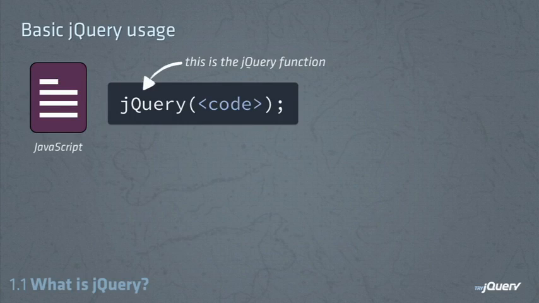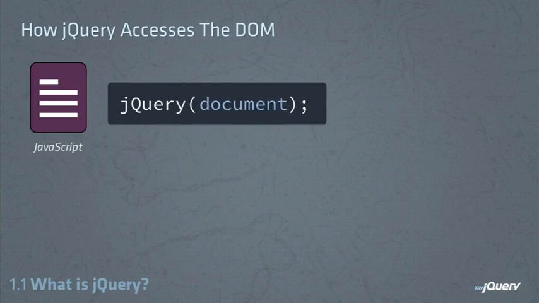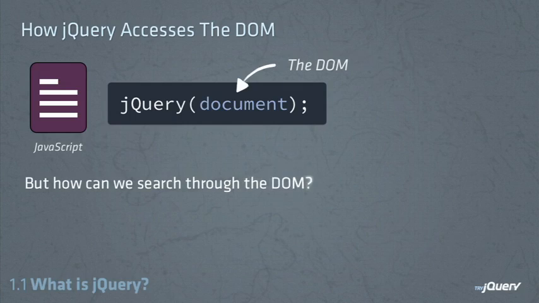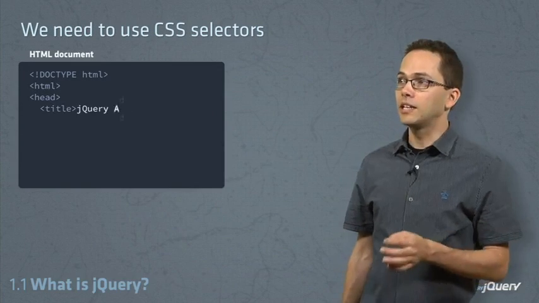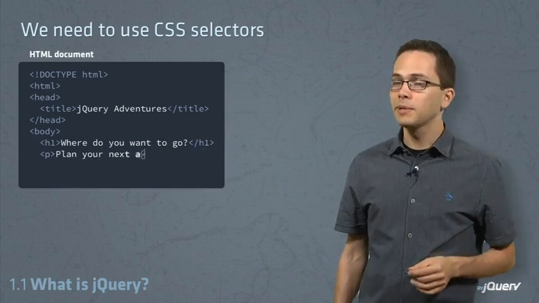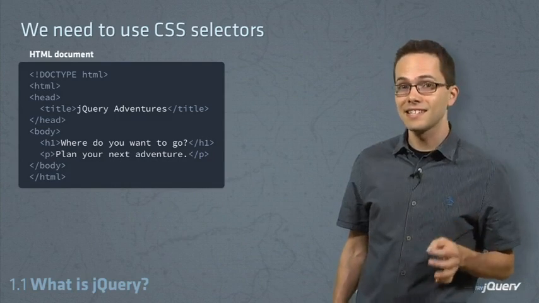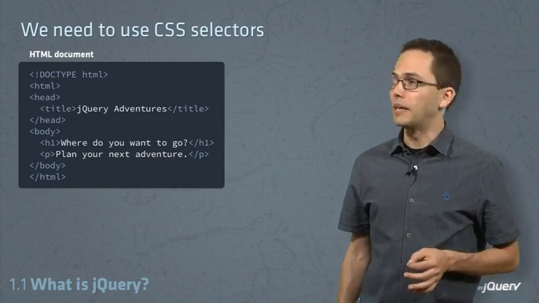To access the DOM using jQuery, all we need to do is specify the document keyword you see here. But how can we search through the DOM and find that h1 element we were looking for? To figure this out, let's jump back into our HTML, and we need to think a little bit about how we would use CSS to decorate this web page.